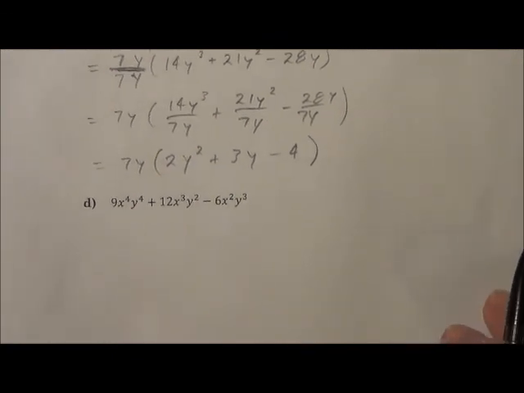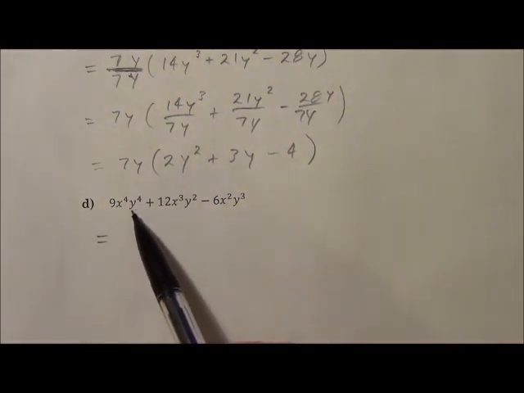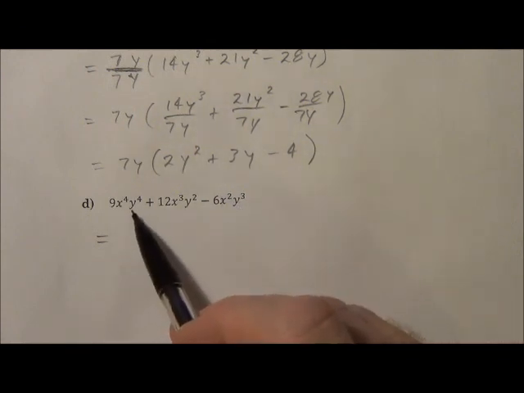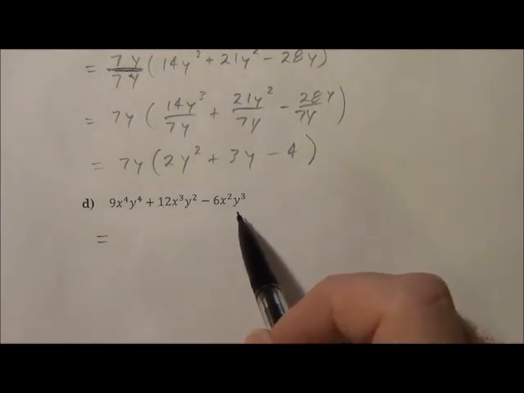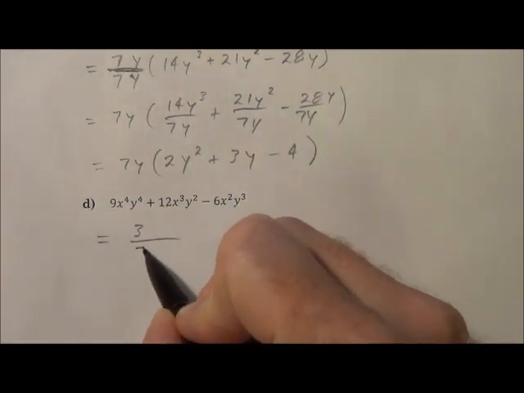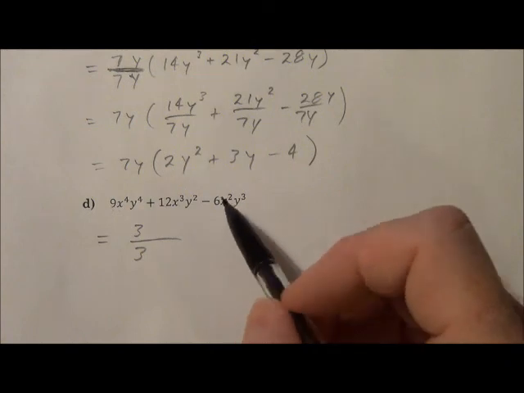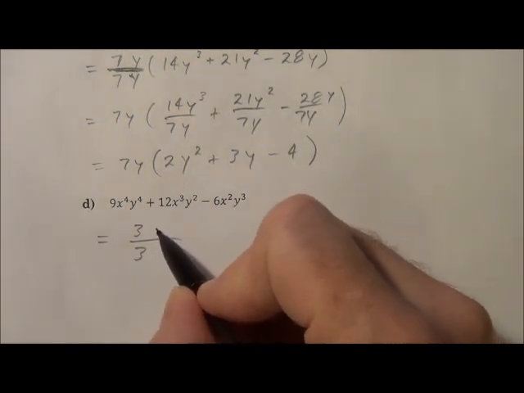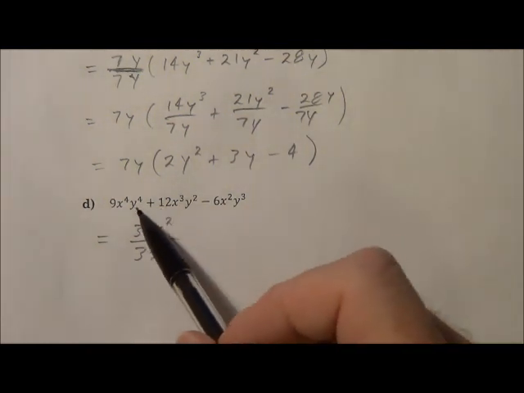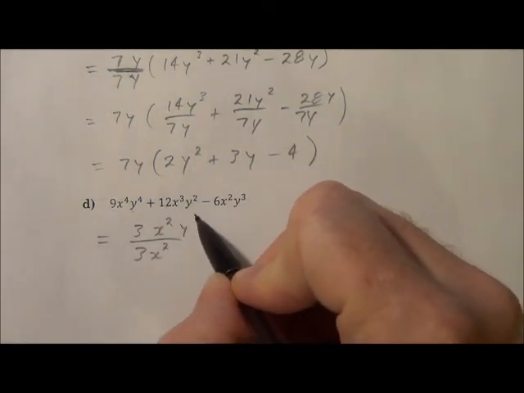Okay, and then just one last example. 9x to the power 4, y to the power 4, plus 12x cubed y squared minus 6x squared y cubed. I'll see what the greatest common denominator is, or sorry, greatest common factor. I see that all of these are divisible by 3. I see I've got x to the power 4, x cubed, x squared, so the largest power of x that I can factor out is x squared. And then I've got y to the power 4, y squared, and y cubed. The largest power of y that can be divided out is y squared.